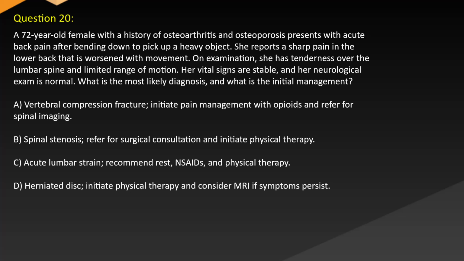A. Vertebral compression fracture. Initiate pain management with opioids and refer for spinal imaging. B. Spinal stenosis. Refer for surgical consultation and initiate physical therapy. C. Acute lumbar strain. Recommend rest, NSAIDs, and physical therapy. D. Herniated disc. Initiate physical therapy and consider MRI if symptoms persist.